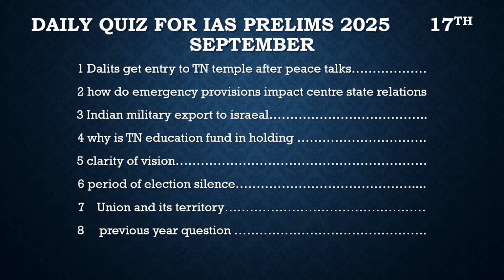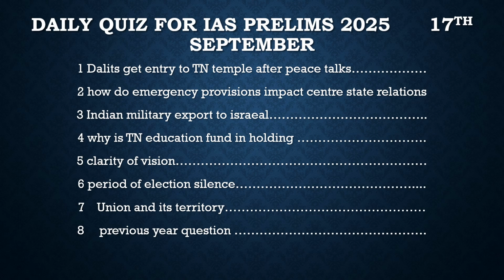The first article is about Dalits getting entry to a Tamil Nadu temple after peace talks. Unfortunately, we are living in the 21st century, but in our society we are still so backward in mentality. The caste system does exist in our society till now. This untouchability, which should have been a thing of the past, is unfortunately still seen in our religious practices and in our social conduct.